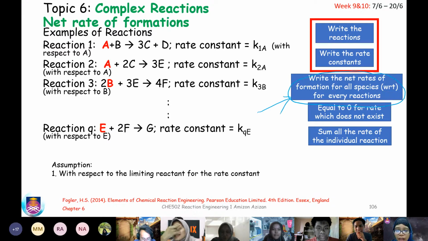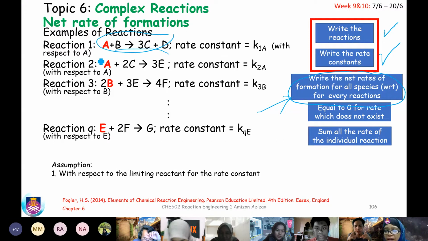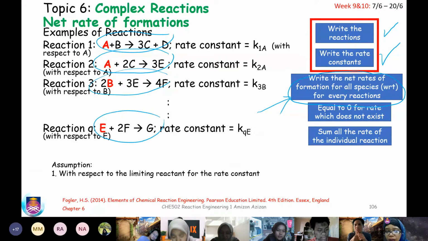formation here. We will start by writing the reaction and the rate constant. Of course, you have written the reaction. We have 4 kinds of reaction. Then we will write the rate constant. So we know that this is reaction number 1, so the rate constant number 1 for species A.